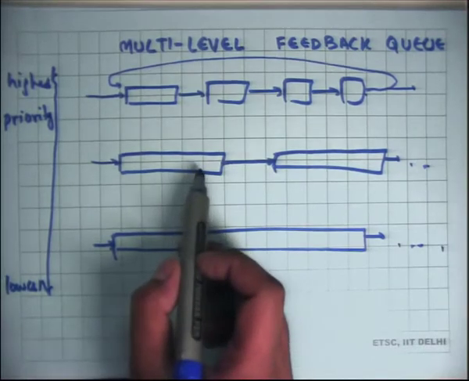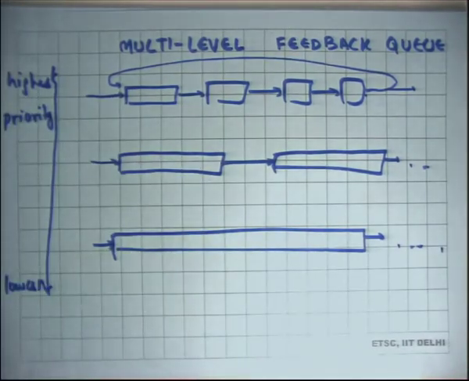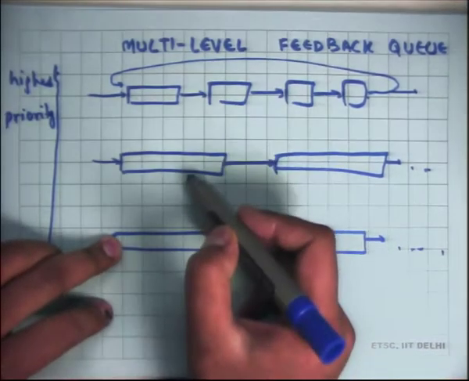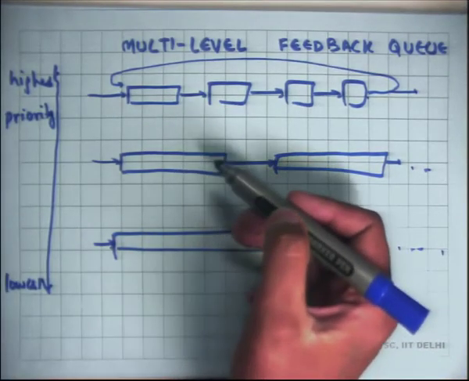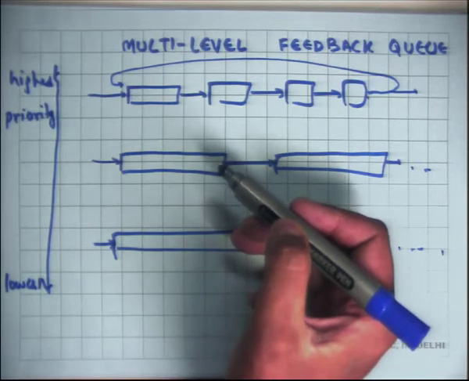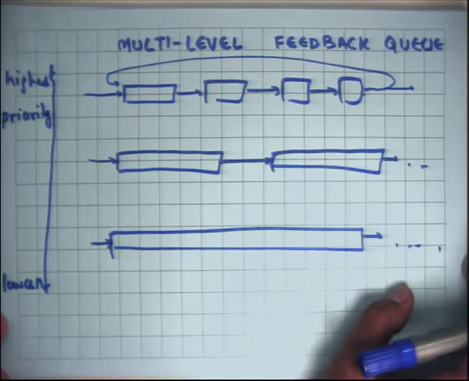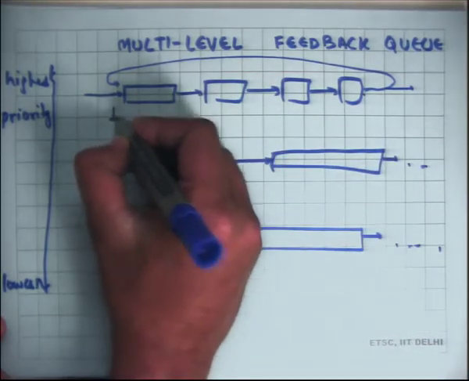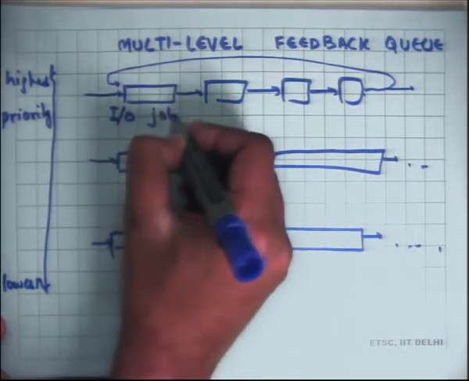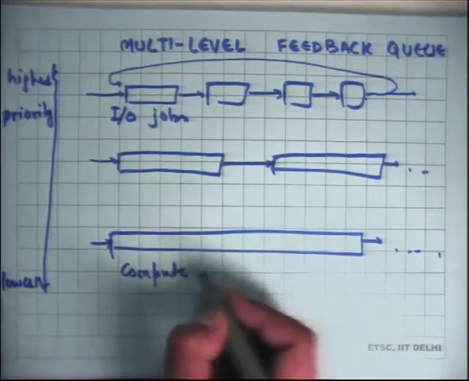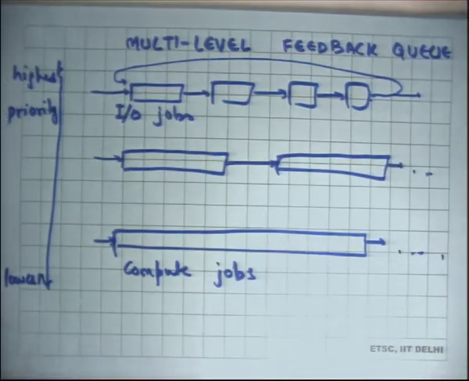You run the lower priority thread only if, so by priority I mean the strict priority that we have discussed. So you run a lower priority thread only if there is no higher priority thread available. So you will run this only if all these other processes or jobs are not ready. Okay, and so basically what you would want to do is that all the I/O jobs are at the highest priority, and all the compute jobs come at the lowest priority.